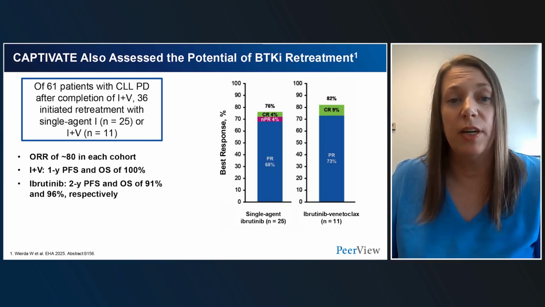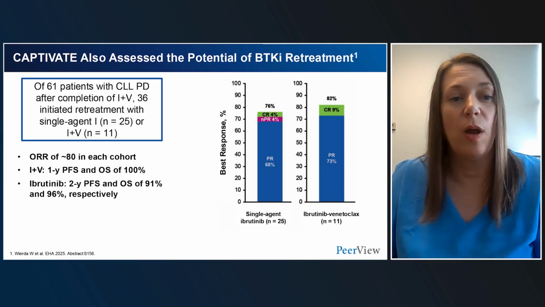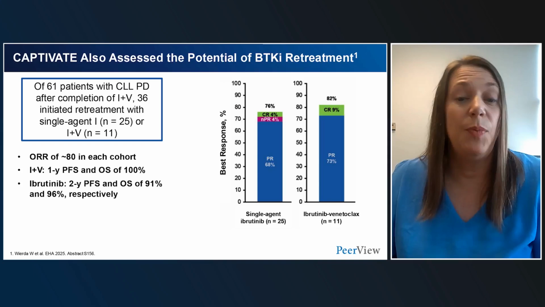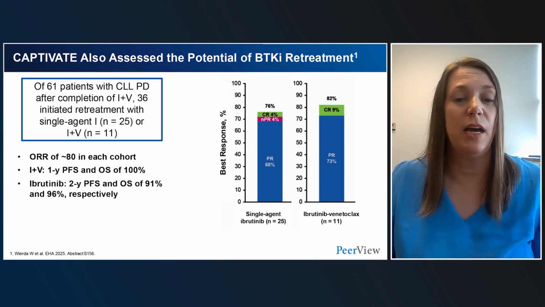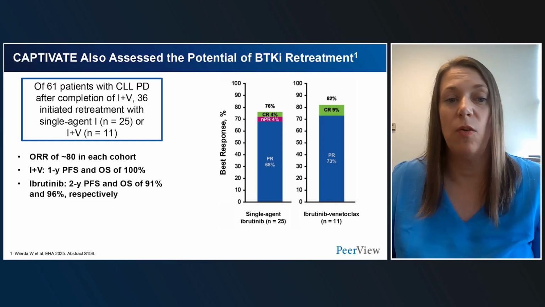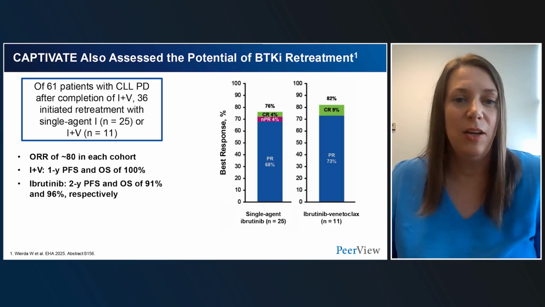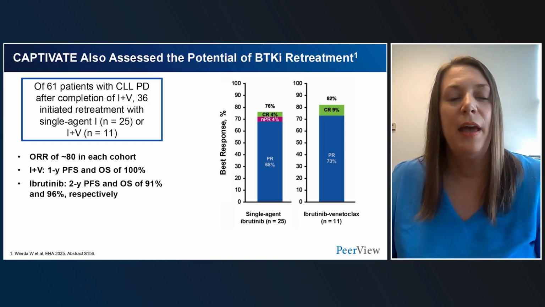Captivate did look at the potential of BTK inhibitor retreatment, either with ibrutinib alone or ibrutinib plus venetoclax. You can see some of these data here. In both of these cohorts, the overall response rate was about 80%. For those people who received another year of ibrutinib plus venetoclax, the 1-year PFS and overall survival is 100%. That's really to be expected. Those patients are still on treatment at that time with the doublet.